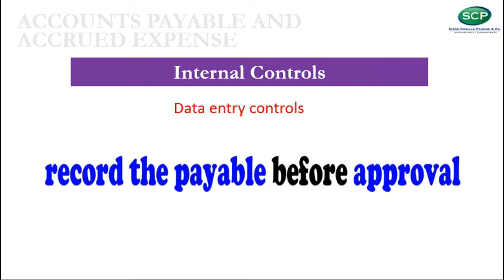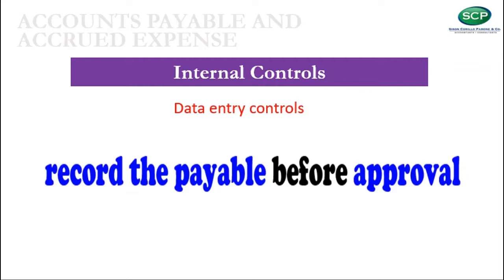Under record after approval, the accounts payable clerk is required to verify first the approval of every supplier's invoice before recording or entering the same into accounts payable. So kailangan approve muna before i-post sa system. In contrast, under the record before approval, all received suppliers' invoices are recorded in the payable system immediately without verifying for approval first. So once na na-receive yung supplier's invoice, ipapasok agad sa system.